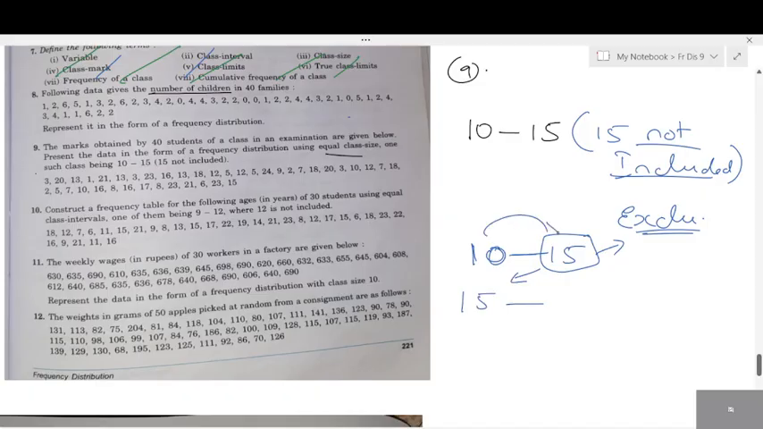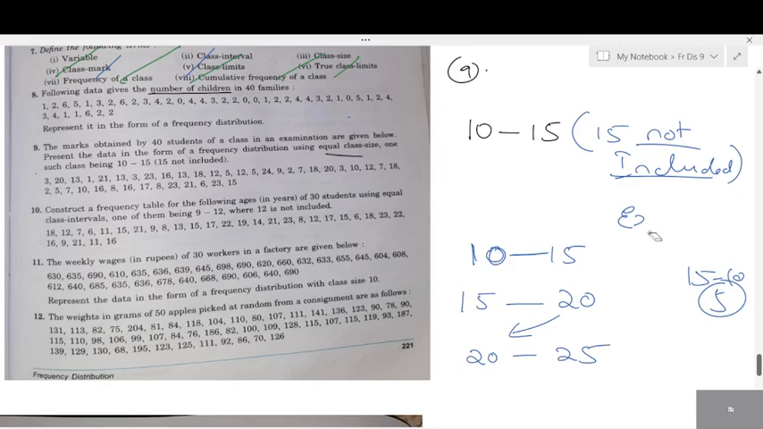So 10 to 15 is given. What do you have to write? 15 to 30 or 40 or 20? What should be the difference between them? 15 plus 5. What is 15 plus 5? 20. Then should I write 21 or 20 again? 20 to 25. Is it clear? Did you all understand? Okay. This is how you write the value, students.